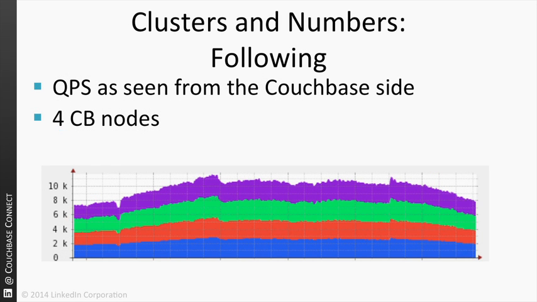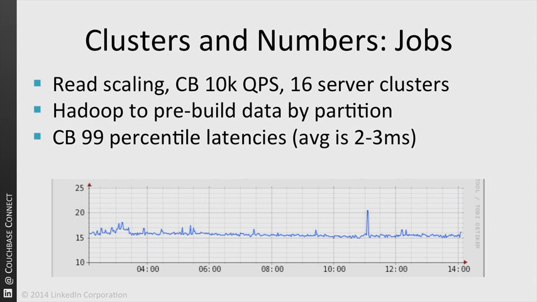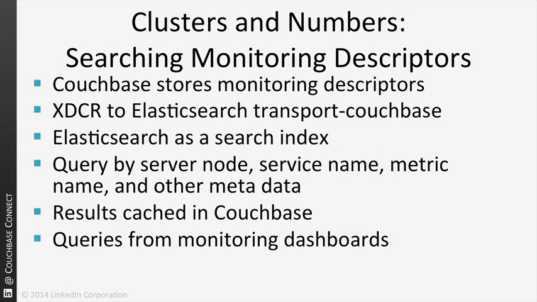On the Couchbase side, this particular cluster has 4 nodes, and we get about 10 or 11 KQPS on it. Not too bad. We use it for read scaling of our jobs as well. That Couchbase cluster takes about 10,000 QPS on 16 servers. This is where we use Hadoop to pre-build some of the data. And again, the Couchbase 99 percentile latencies are pretty awesome.